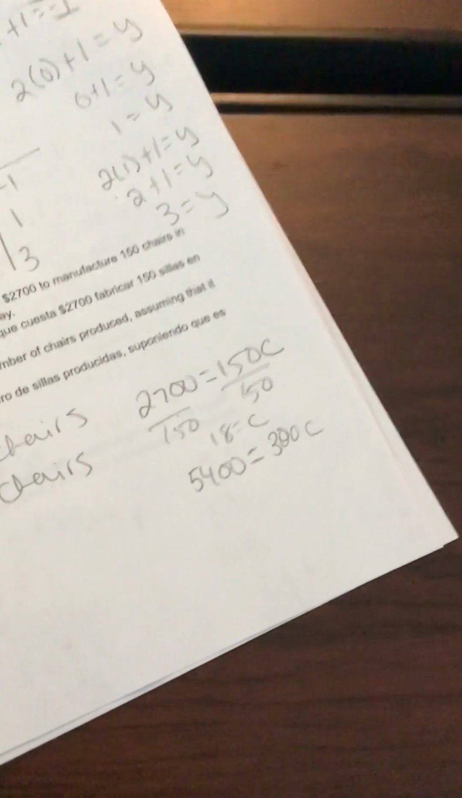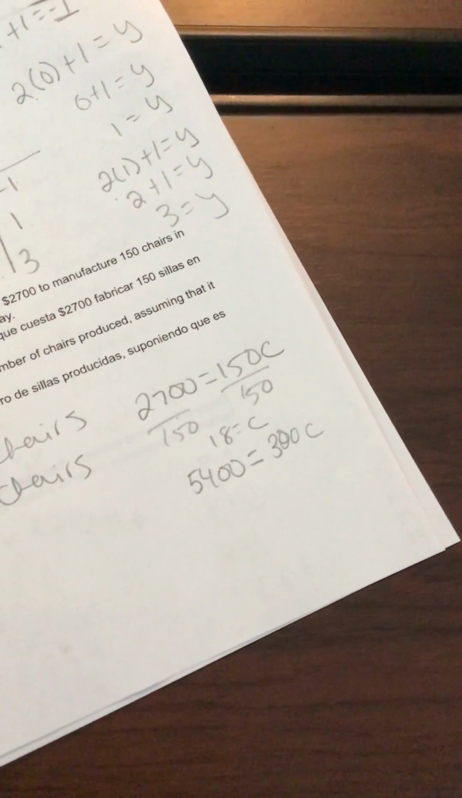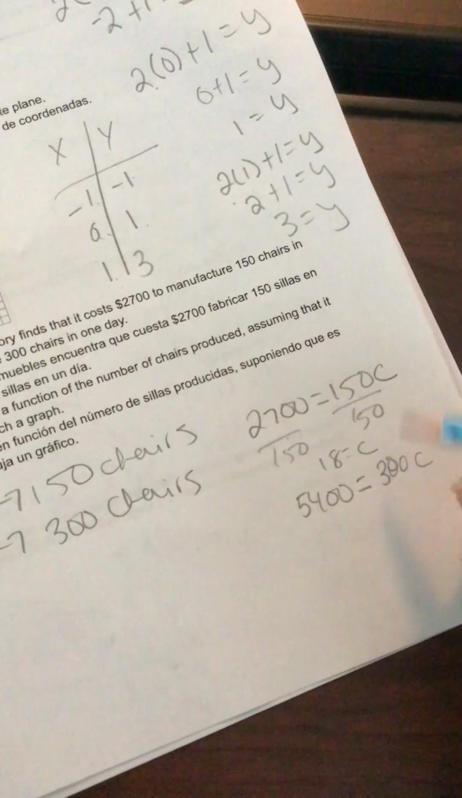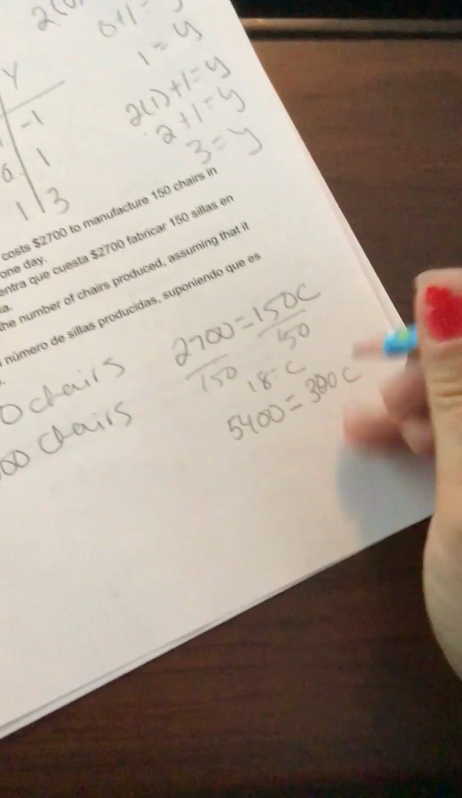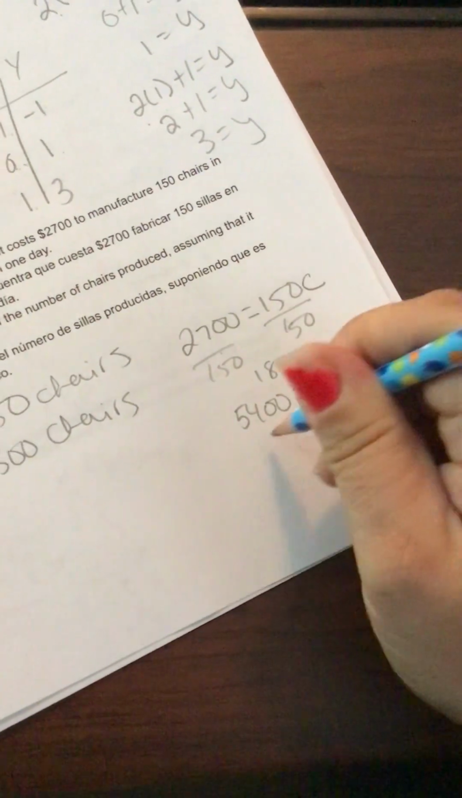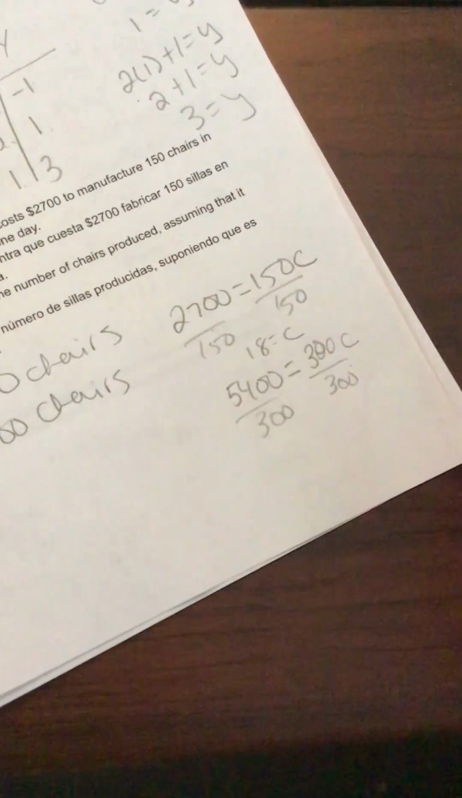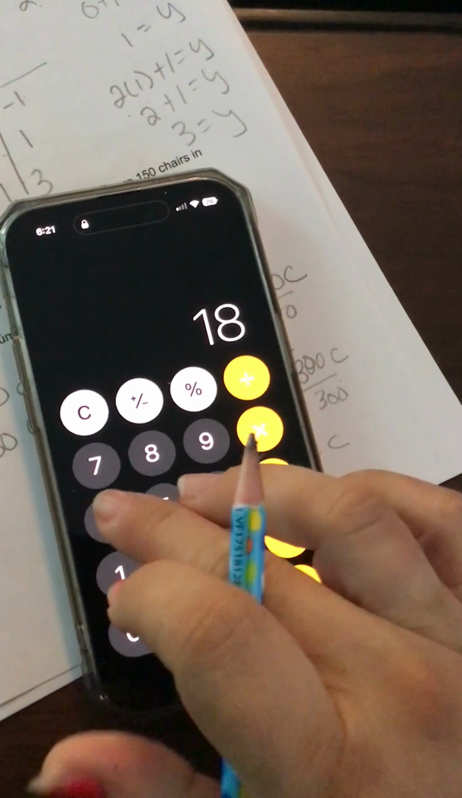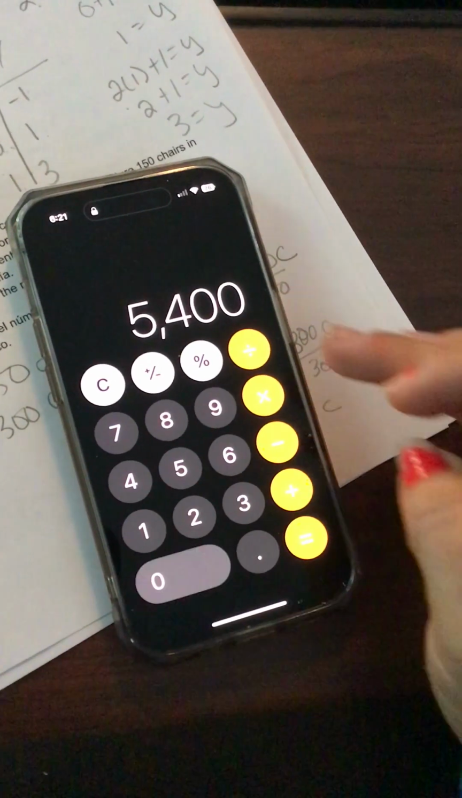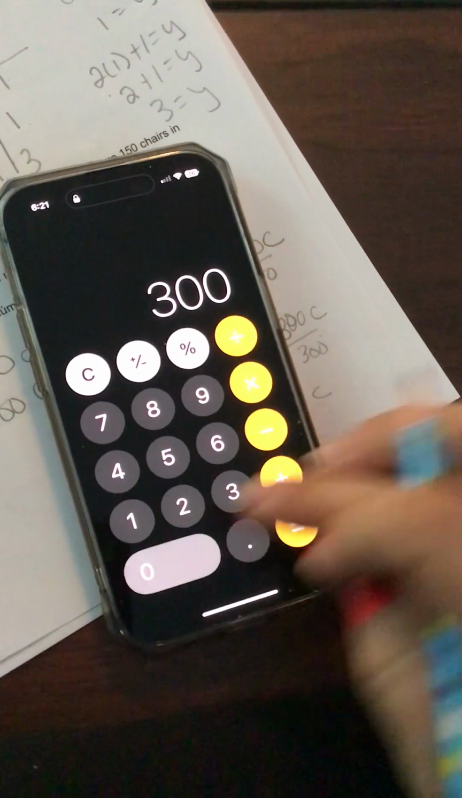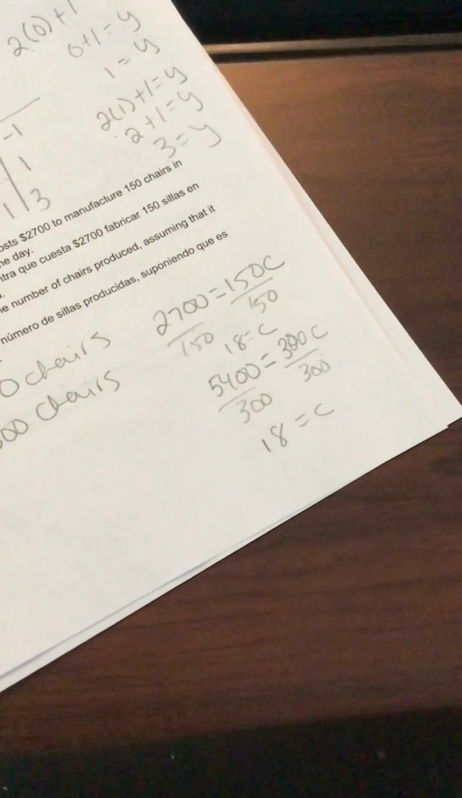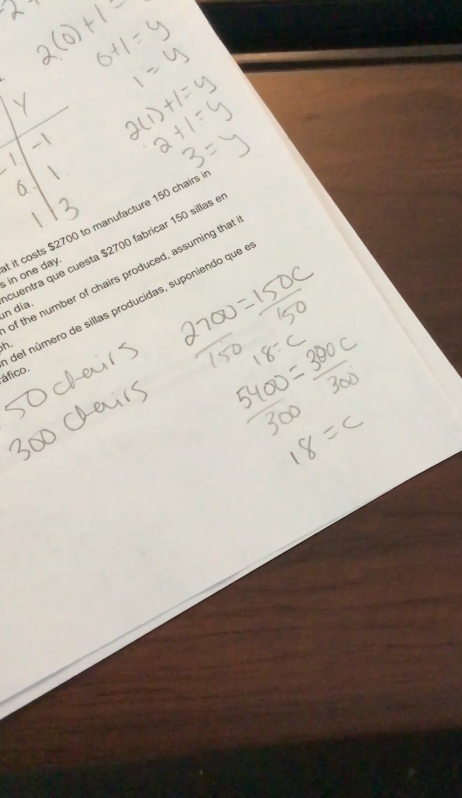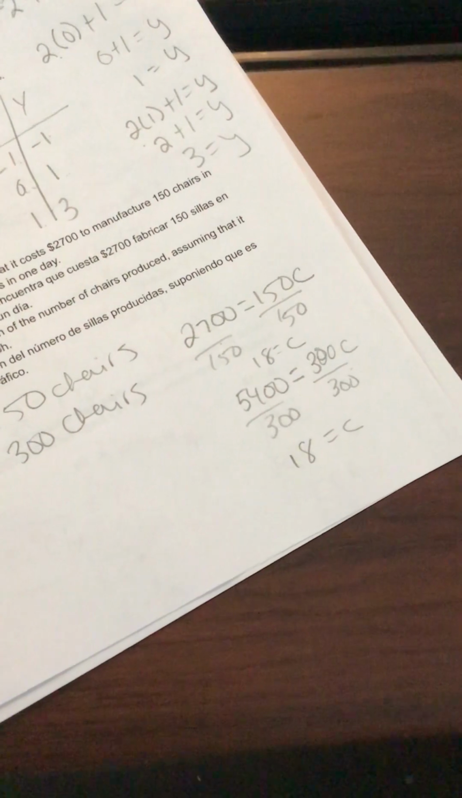Okay, we're going to just see if we get the same value with that 5,400. Again, I'm multiplying the 300 times that C, so I'm going to divide both sides by 300. So let's see what we get. Here I'm going to do 5,400 divided by 300, which again gives me 18. So no matter how many chairs I make that day, it's going to cost me $18 per chair to make those.